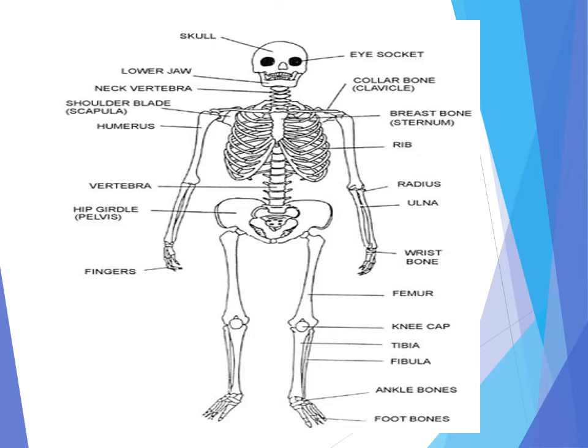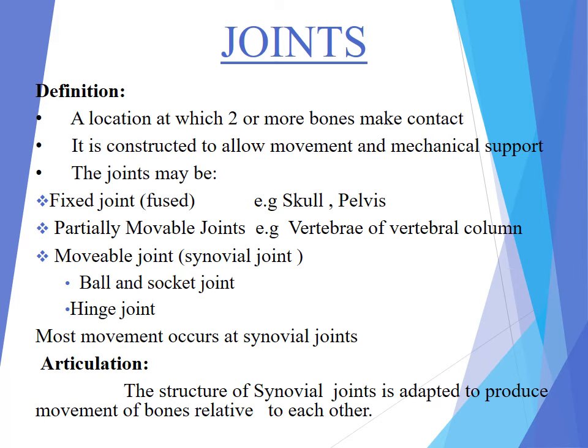Why am I discussing only the bones of the hind limbs and forelimbs? Only these bones are included in this syllabus, so we are discussing only that part which is included in your syllabus according to CII.